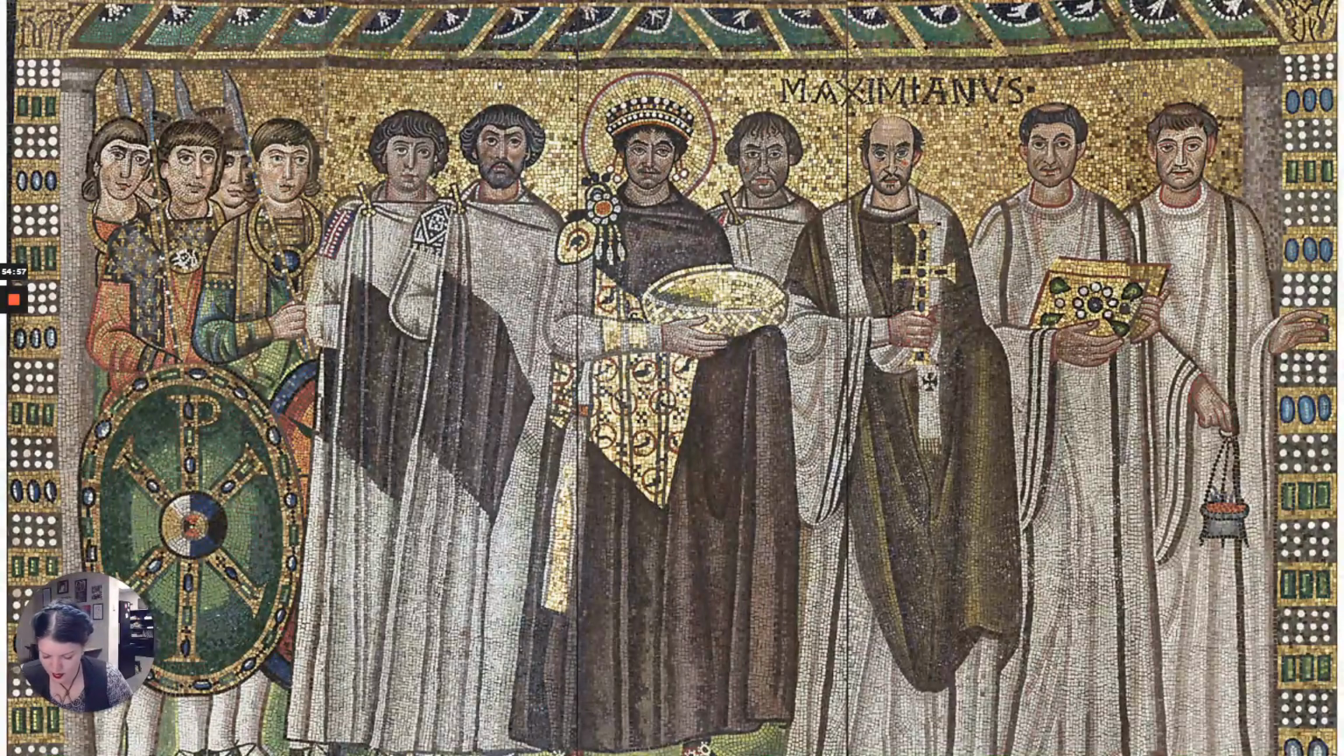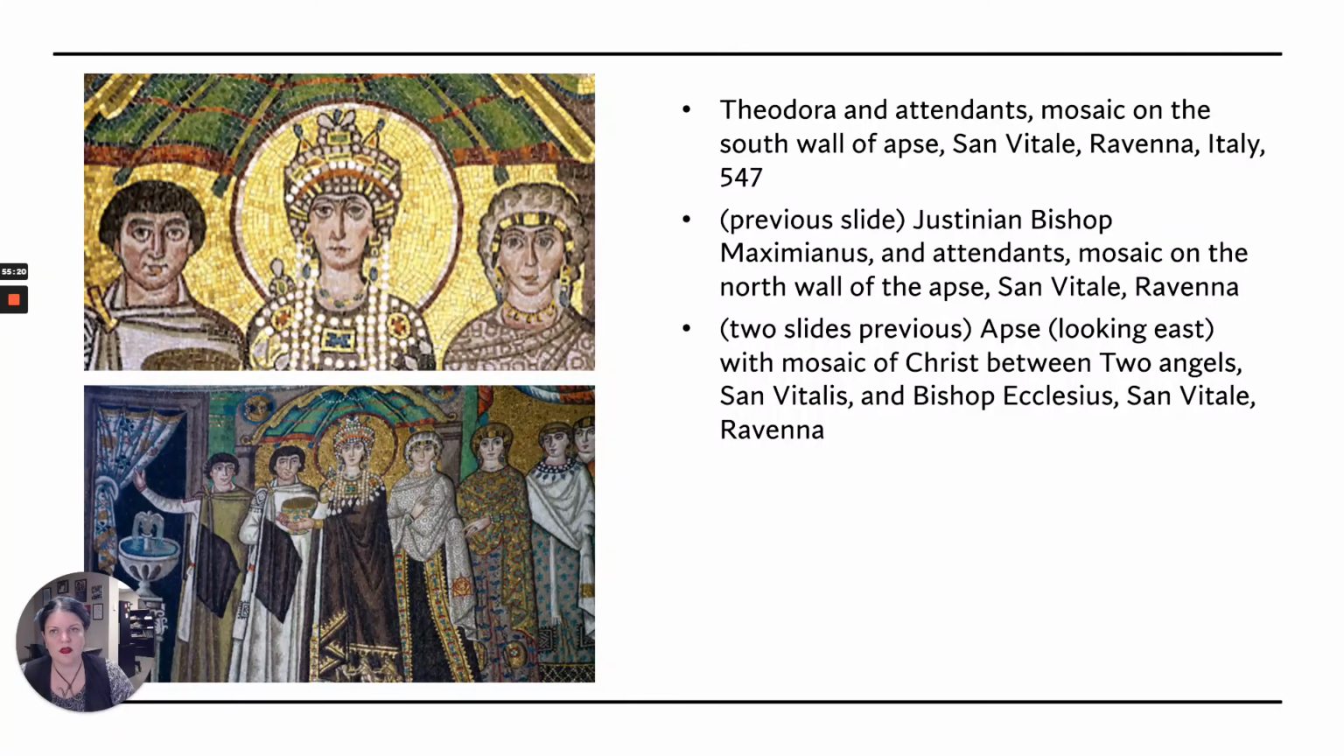Next to him, you have, what is his? Oh, it's in here. Maximianus, he was the bishop at the time. And so you have him portrayed next to Justinian. We have the priest holding the incense, one holding the jeweled Bible. Then on the other wall, we have Theodora. And so Theodora is holding the crater, the kind of chalice that the wine for the Eucharist ceremony would be in.